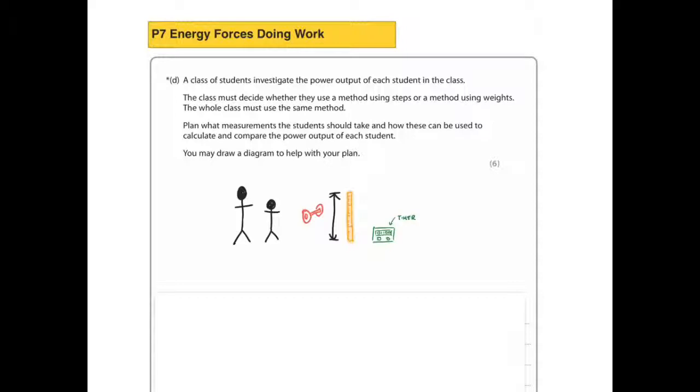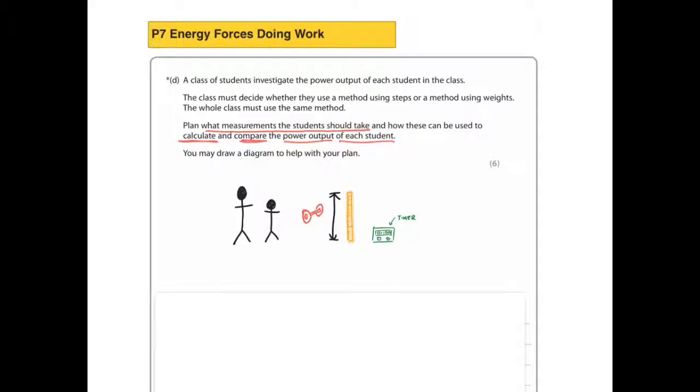So this is really important. This is what you're being asked to do: what measurements the students should take and how these can be used to calculate and compare the power output of each student. So you need to use these measurements to calculate power output and then compare for each student. So that's what you're being asked to do. To get full marks, you need to reference all these points. It's not actually that hard, but you just need to think about it.